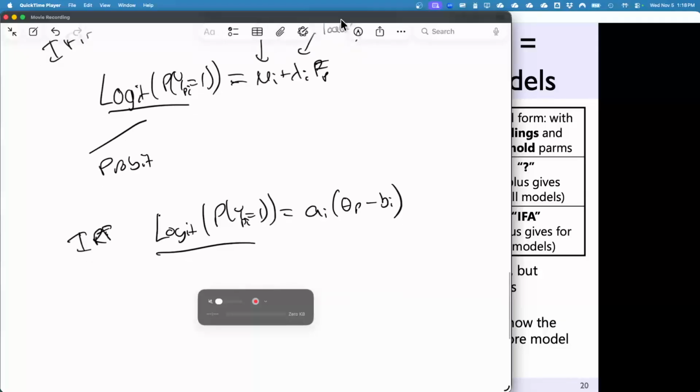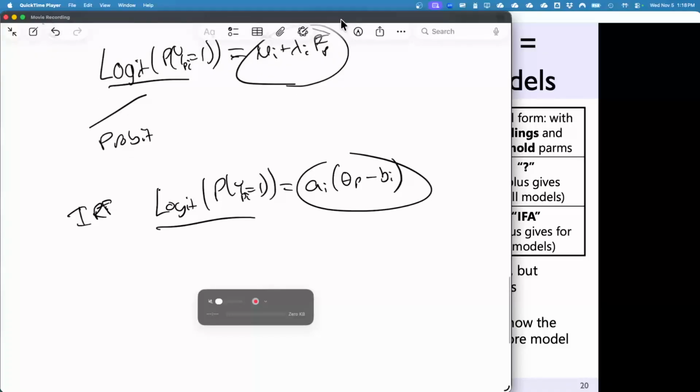So we know that these two equations should give us the same results, just a little more transformed. If we look at that, we could take the equation mu_i plus lambda_i F_p, and let's take a_i times (theta_p minus b_i). Let's multiply a through to give us a linear equation that looks the same. So we have a_i b_i plus a_i theta_p. Now we're starting to see some similarities.